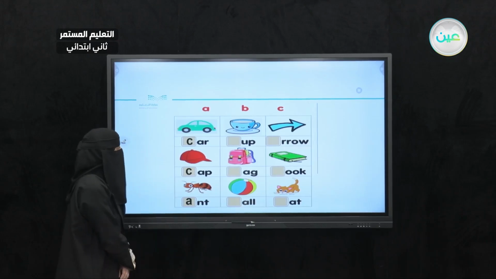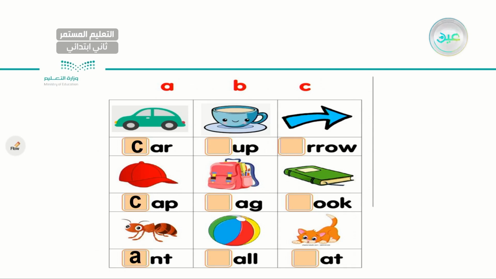Let's go to the next row. I have a picture of a cup, C. Next, I have a picture of a bag, B. Next, I have a picture of a ball, B. Next, I have a picture of an arrow, A, a vowel. Book, B, consonant, and the last picture I have a cat, C, consonant.